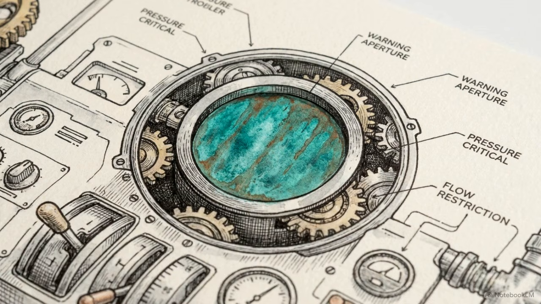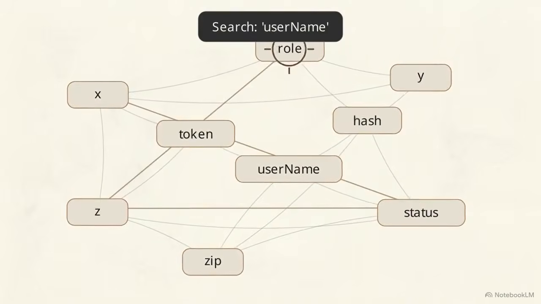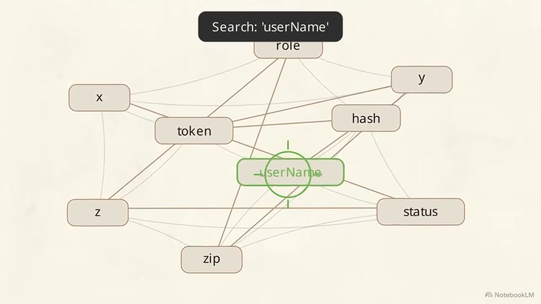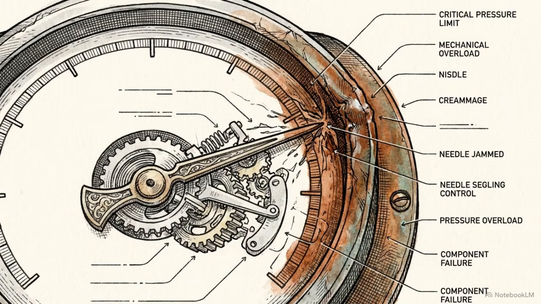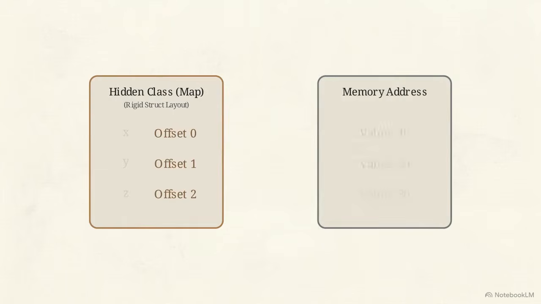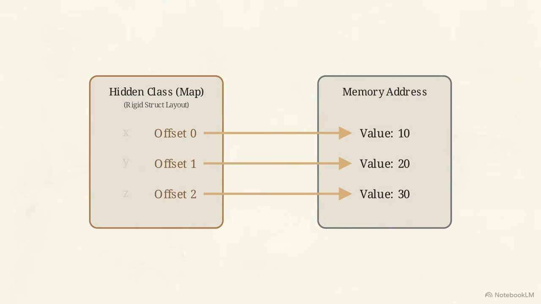But as Ignition starts executing, it hits the core bottleneck again. Finding the physical location of properties on dynamic JavaScript objects requires slow hash map lookups, costing dozens of CPU cycles per access. V8 solves this by dynamically assigning a hidden class, internally known as a map, to every object. These maps observe the dynamic properties and simulate a rigid struct layout, similar to compiled languages like C++.